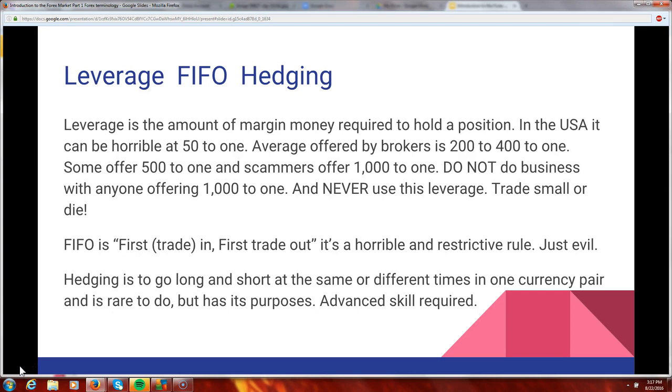Hedging is to go long and short at the same time or at different times in one currency pair. It's rare to do, but it does have its purposes, and you do need some advanced skill. And we are at beginner stage right now, so I'm not going to teach you about this now, but in a future video we will talk about when to leverage ourselves up by hedging, how to do it, how much size, and exactly when to put it on, when to take it off, and how to think.